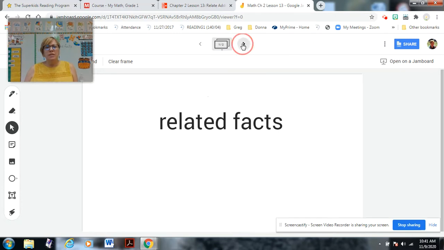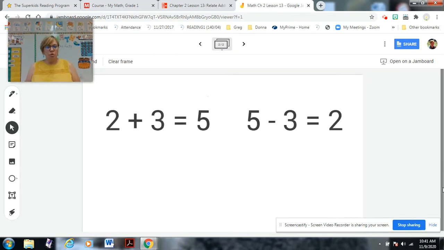So I'd like you to take a look at these two facts. 2 plus 3 equals 5. 5 minus 3 equals 2. And I want you to look at these carefully and see if you notice anything, and then tell the adult or just say out loud what you notice about these two math sentences. Let's look. Have you noticed something so far? Did you tell someone?